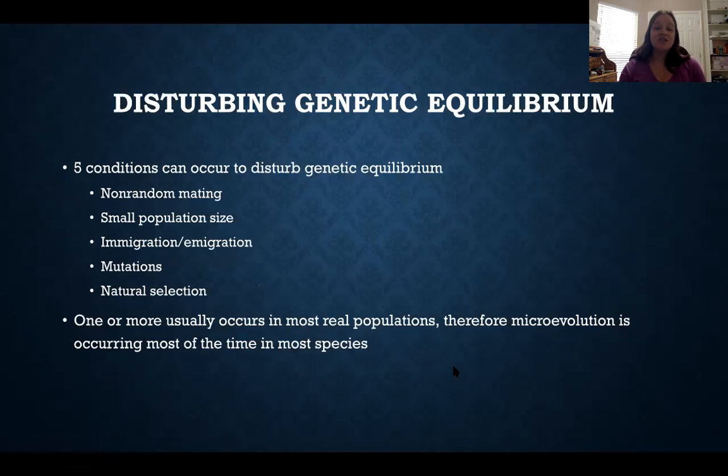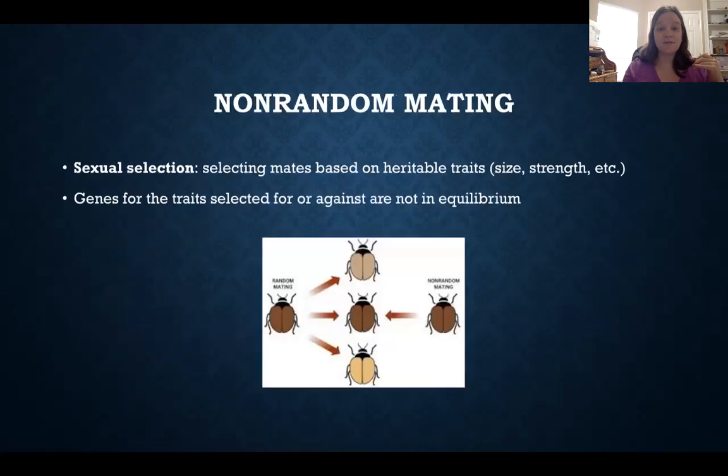There are 5 conditions that can disturb genetic equilibrium. We usually have at least one of these happening in most populations. So most of the time we have microevolution occurring, at least somewhat, in almost every species. The 5 conditions that will disturb genetic equilibrium are non-random mating, having a small population, immigration or emigration, so individuals coming in or going out, mutations, and natural selection.